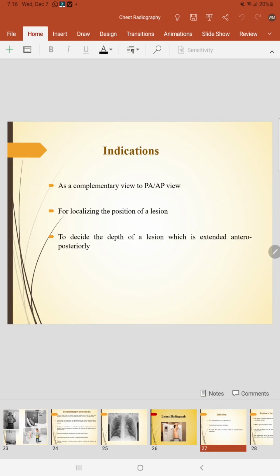What are the indications? As a complementary view to the PA or AP view for localizing the position of a lesion, and to decide the depth of a lesion which is extended anteroposteriorly.